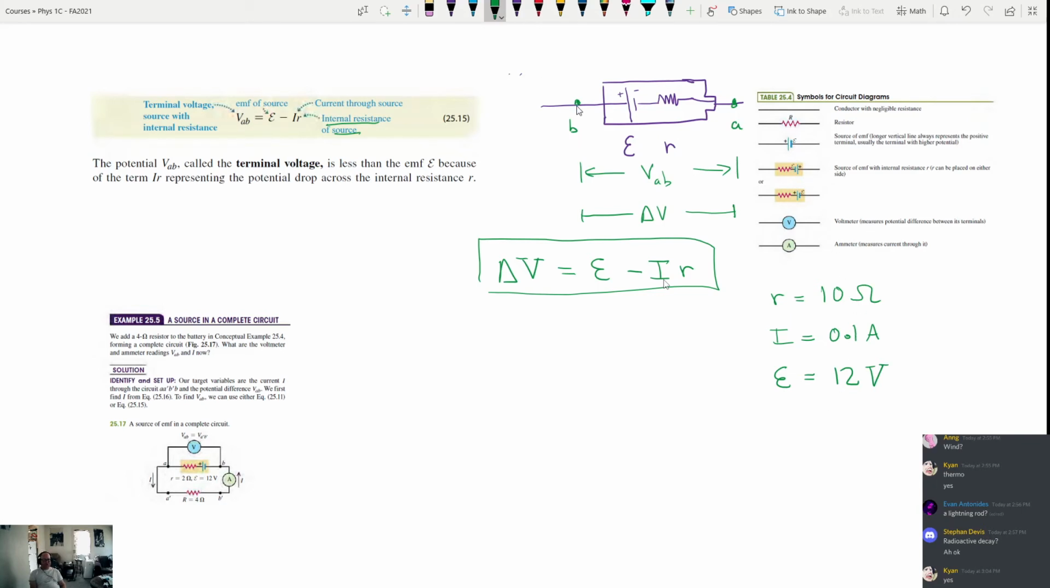If you then go and actually get a multimeter and you measure the voltage between these 2 points, you'd find that the answer would not be 12 volts. And instead what it would read would be 12 volts minus 0.1 amps times the internal resistance of 10 ohms. So instead what you'd be reading when you hooked up a multimeter would just be, looks like 11 volts, right?